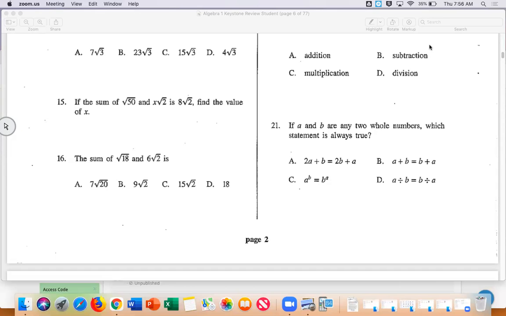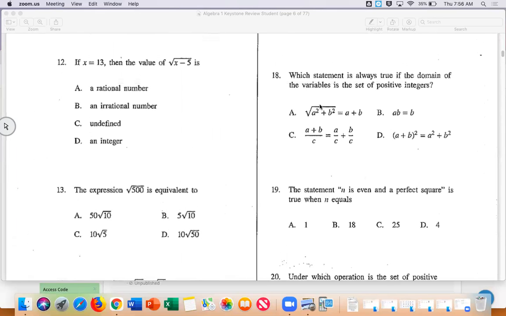Cool. Let's look at 18. Oh, it's a good question, Kevin. Did you look at 18 and be like, yeah, I ain't gonna do that? Yeah, that's okay. Which statement is always true? Now, these are tough, okay? This is asking always true, if the domain of the variables is the set of positive integers.